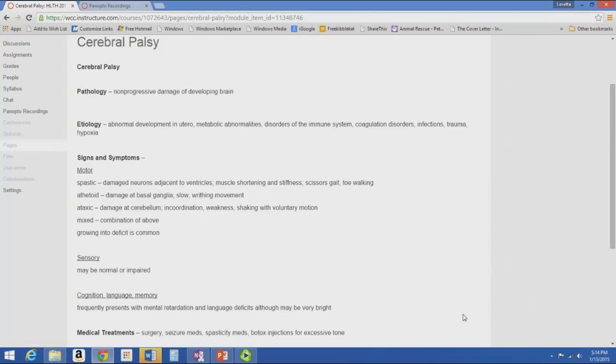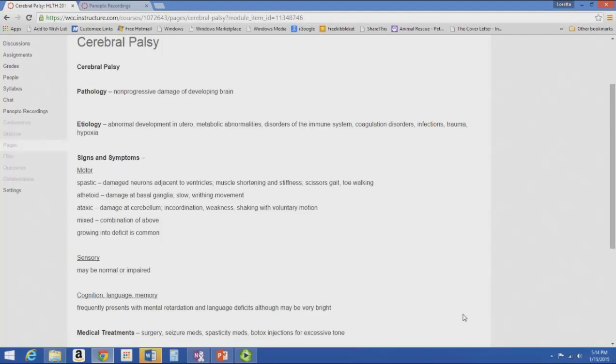So ataxia, if you want to picture ataxia, the way someone walks when they've had way too much to drink, that is an ataxic gait. Alcohol affects your cerebellum, so damage at the cerebellum causes ataxia. Incoordination, weakness, and shaking with voluntary motion. Mixed, obviously, is a combination of all those things, and growing into deficit is common.